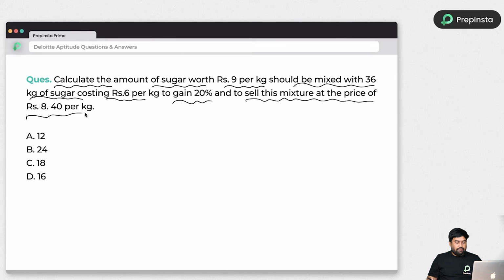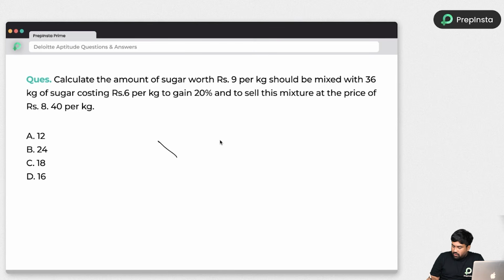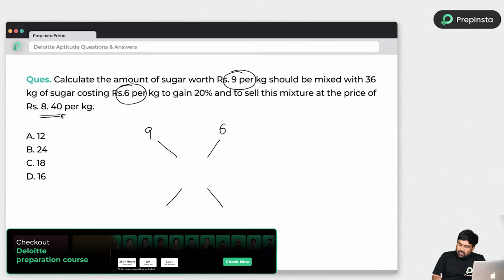Okay, just look at here. For this type of problems, we need to use the alligation mixtures butterfly diagram, right? So just look at here. One side it is giving 9 rupees per kg, and other side it is giving 6 rupees. And the resultant cost is 8.4 rupees, which is the selling price. So selling price is 8.40.